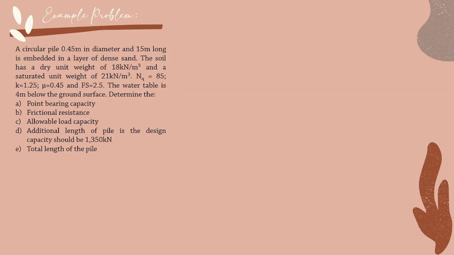So, let's proceed to our last example problem. So, ito naman, piles on sand. Meron daw tayong circular pile na 0.45 meters in diameter, and yung haba niya is 15 meters, and naka-embed siya sa dense sand. So, dry unit weight ng soil is 18 kilonewton per cubic meter. Then, yung saturated unit weight, 21 kilonewton per cubic meter. So, given yung NQ 85, value ng K is 1.25, mu is 0.45, and the factor of safety is 2.5. So, yung water table daw ay 4 meters below the ground surface.